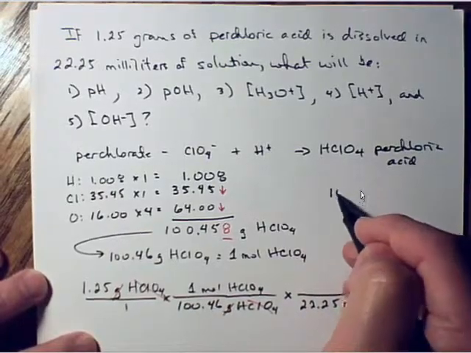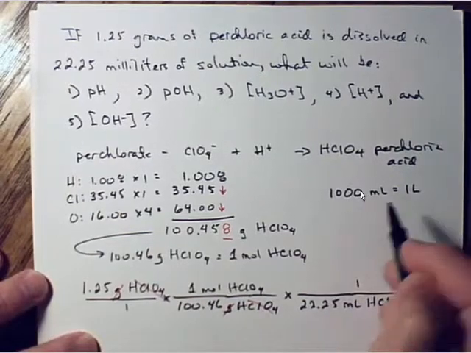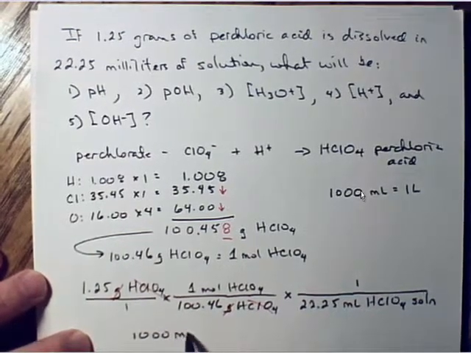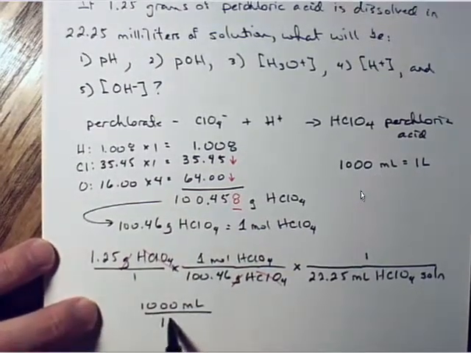So you need to remember and write down for yourself that 1,000 milliliters equals 1 liter. Okay, that'll allow us to build a conversion unit to do that. So I'm going to put 1,000 milliliters on the top so that it'll cancel out milliliters on the bottom here. And I'm going to put 1 liter on the bottom.